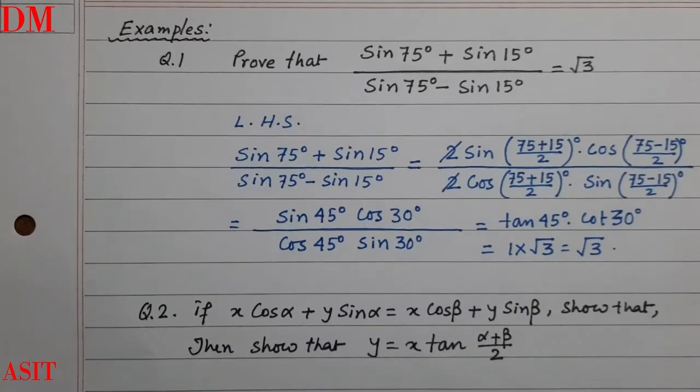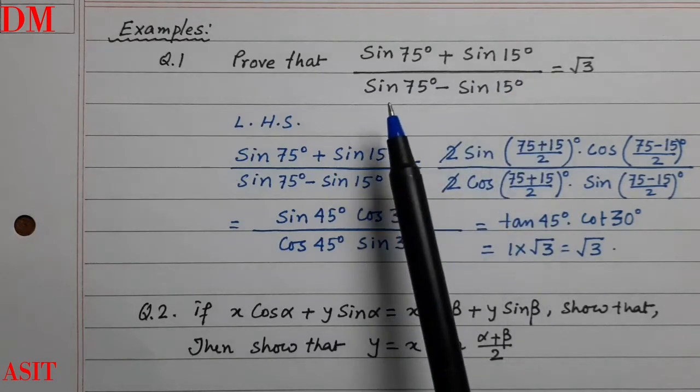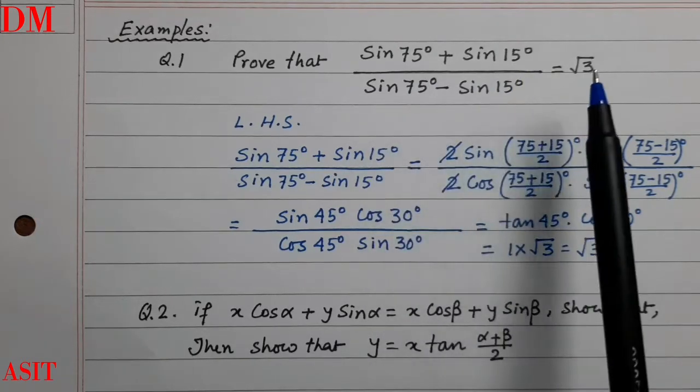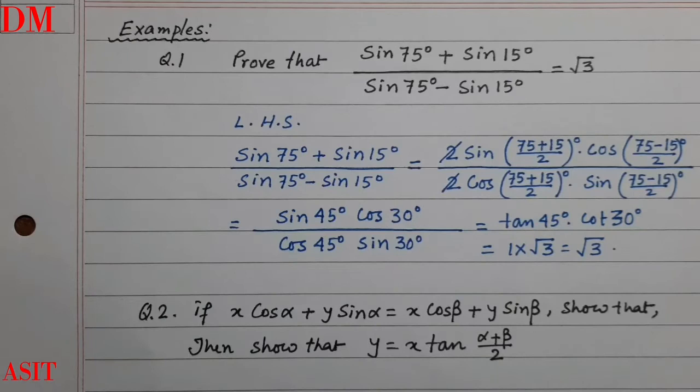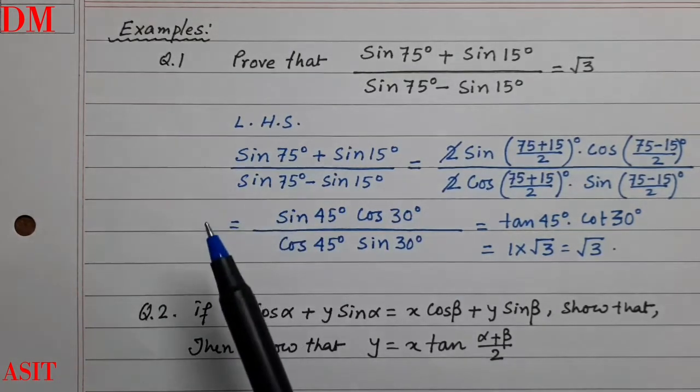Now let us see some solved questions where we can use the formulas of transformations of sums and products. Our first question is, prove that sine 75 plus sine 15 degree by sine 75 degree minus sine 15 degree is equal to root 3. So let us take the LHS part.